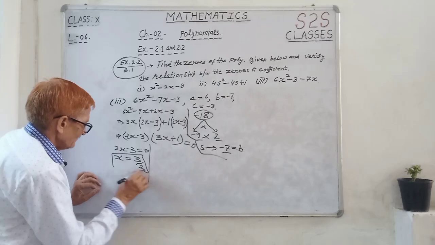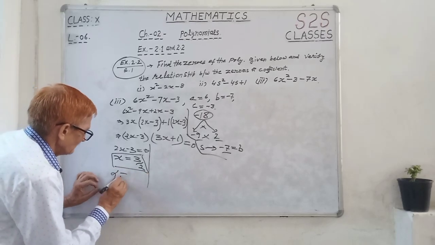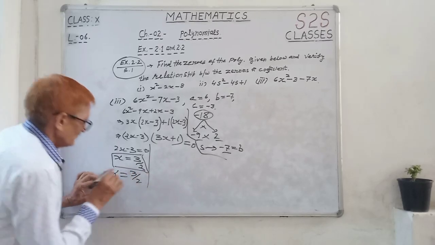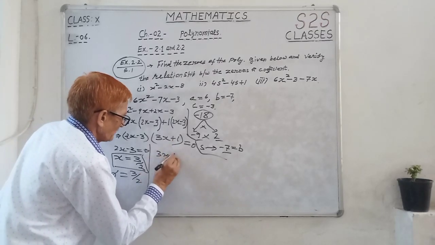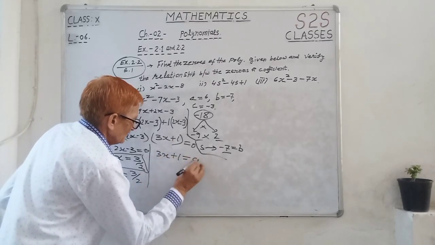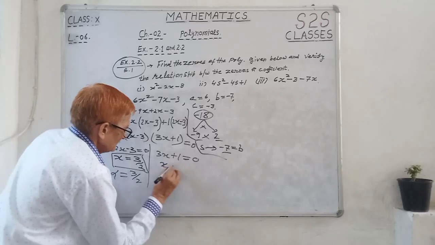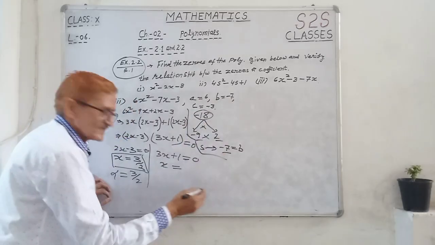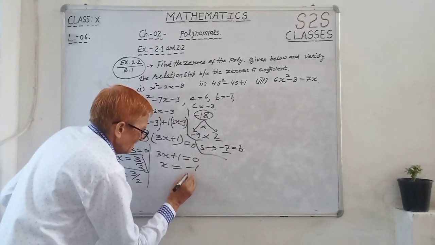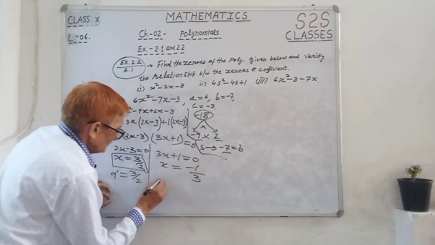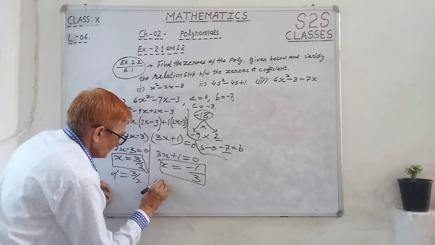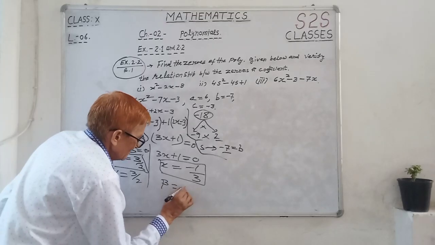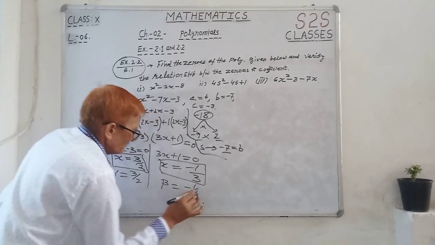This is your one value of x. Then alpha is equal to 3 upon 2. And similarly, the second factor 3x plus 1 is equal to 0, then x is equal to: plus 1 will go to the right-hand side as minus 1, and divide by 3. So this is the other zero. So the other zero, represented by beta, is equal to minus 1 upon 3.